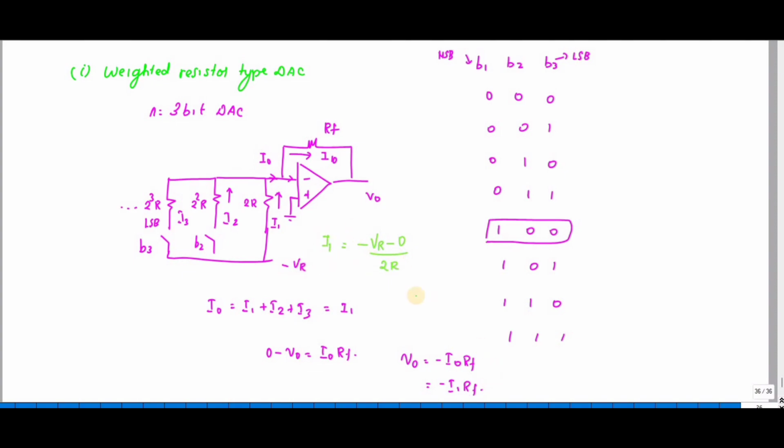So you substitute this value here. If you substitute it, you will get VR by 2R into Rf. This is your V0 value. So what is V0 now? V0 is equal to VR divided by 2R into Rf.